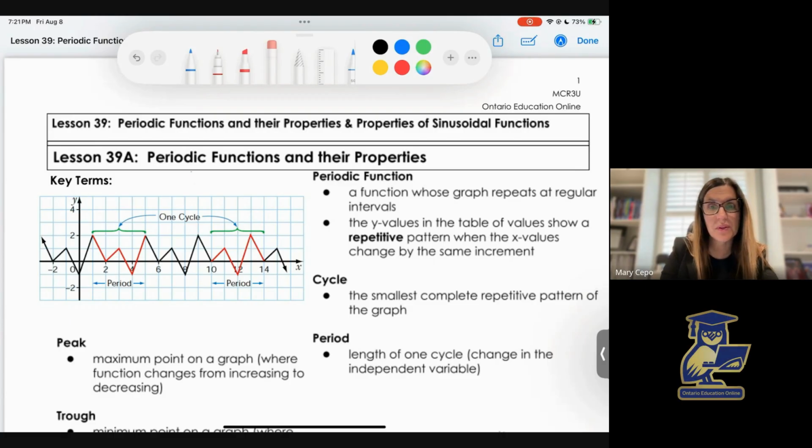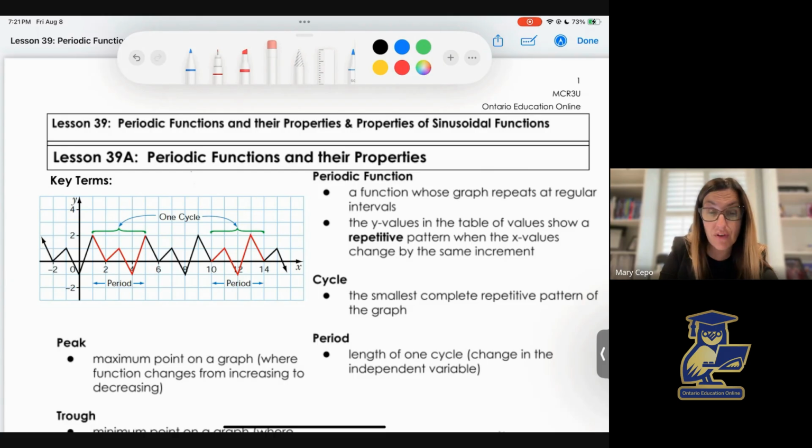In this lesson, we will explore the defining characteristics of periodic and sinusoidal functions and how to describe them using graphs, equations, and real-world situations. So before we start, we want to explore what is a periodic function. By definition, a periodic function is a function whose graph repeats at regular intervals.